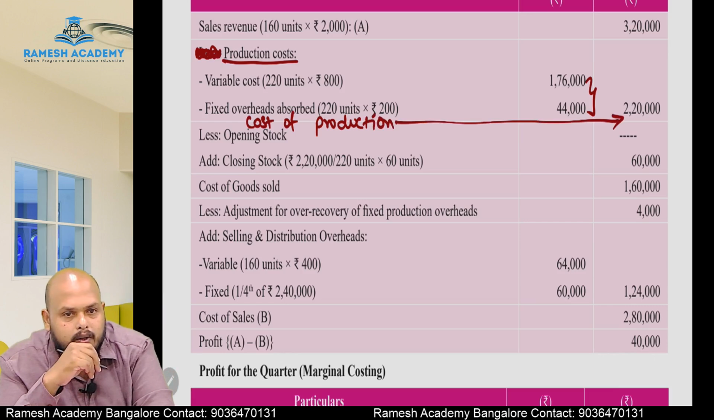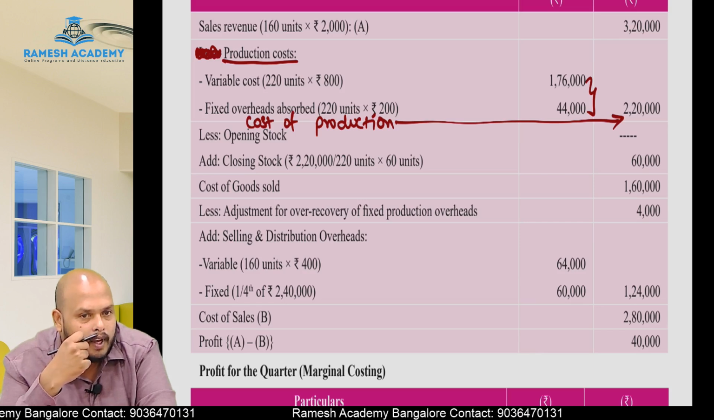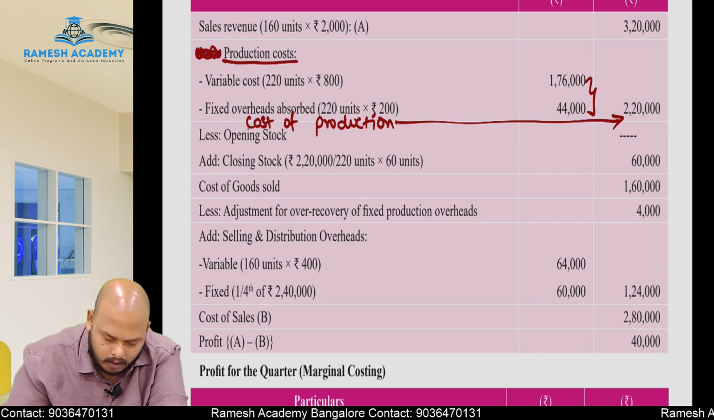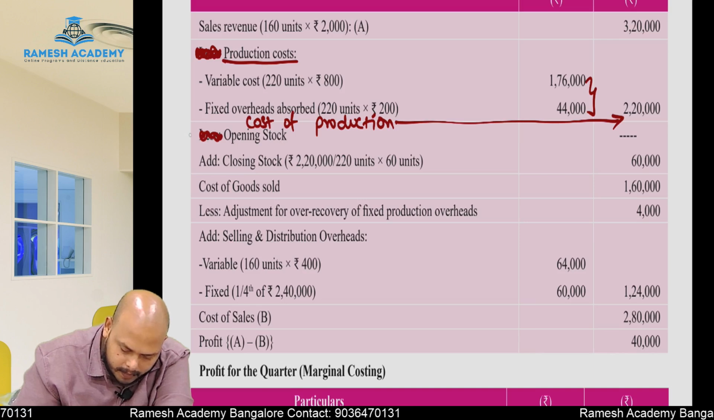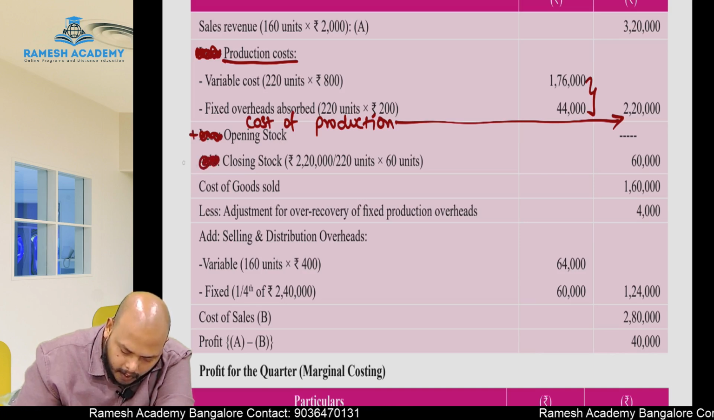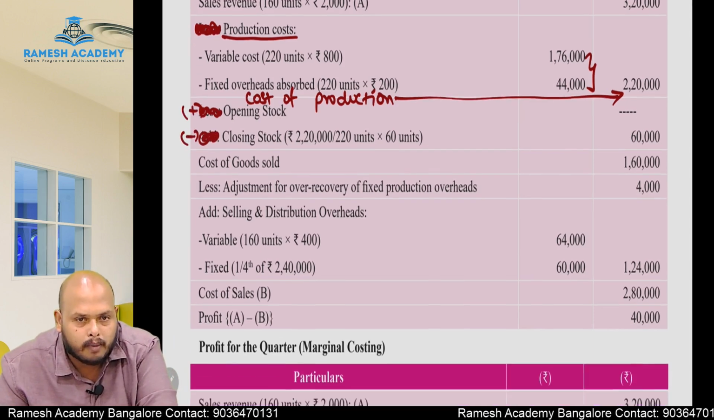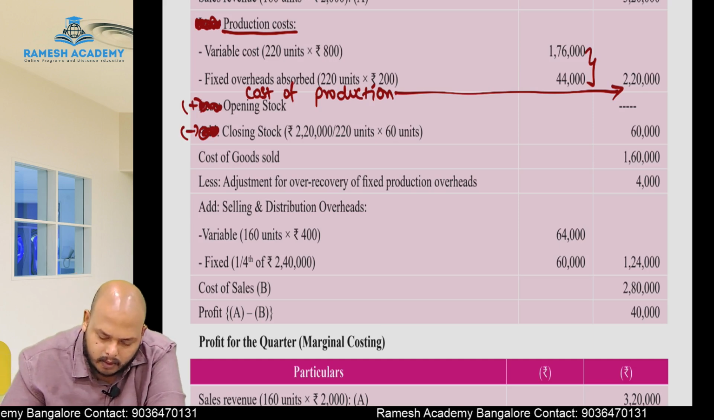Cost of production is equal to 2,20,000 plus... see here, what we have to do? For the cost of production, we need to add the opening stock of finished goods. Here it is not "less". Blunder mistakes, a lot of them. We have to add the opening stock of finished goods, and we have to minus the closing stock of finished goods. Okay? How much is the closing stock of finished goods?